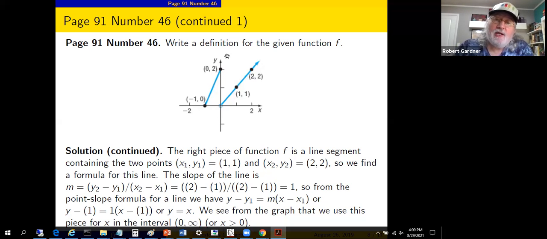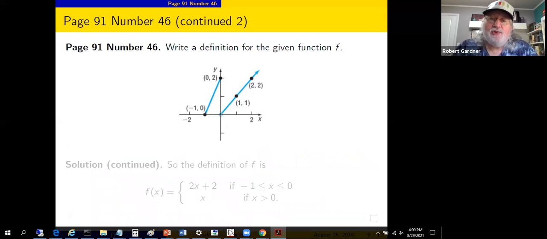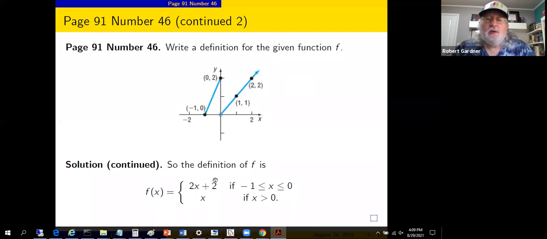For x strictly greater than 0, we'll use this part. So we found the equation of the line that includes this line segment. We've found the equation of the line that includes this ray. We just keep those on the appropriate input values, the appropriate range of x values. So we had 2x plus 2. That's valid for x between -1 and 0, including -1 and 0 because of the solid points, the shaded endpoints. And the other part was x, and that's valid for any x values greater than 0.